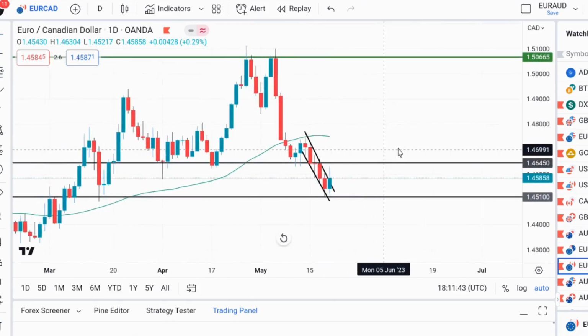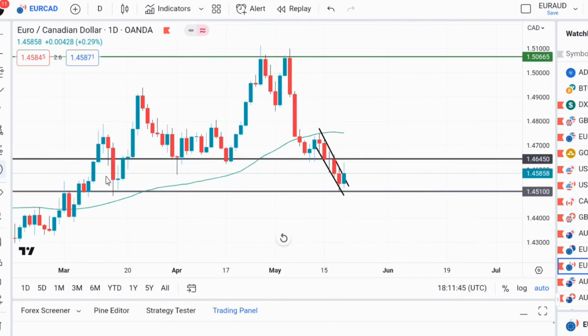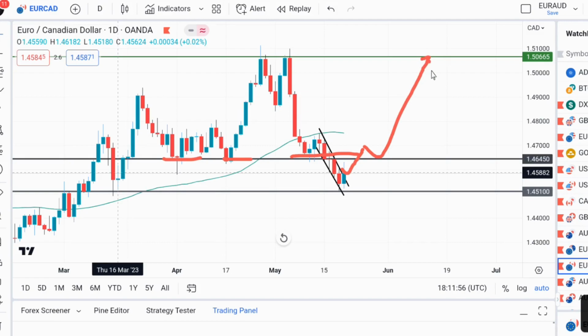So there is a resistance level sitting comfortably at this particular area. If we break this level to the upside, then we should be looking for a move to 1.50665. But if we break this support level to the downside, then we will wait for a retest and then a move to the downside. So let's see how it goes on Euro Canadian dollar.